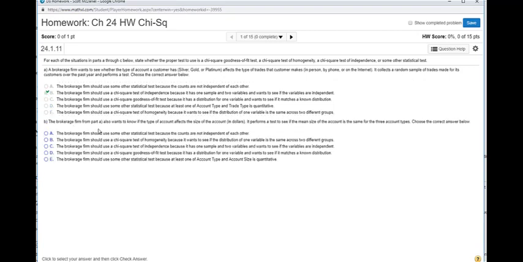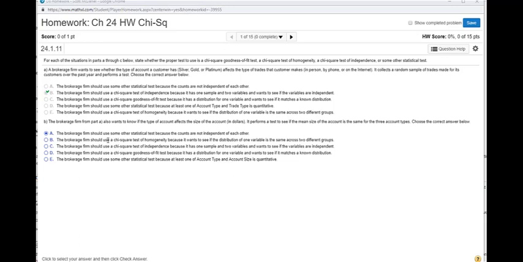Okay, part B. The brokerage firm from part A also wants to know if the type of account affects the size of the account in dollars. It performs a test to see if the mean size of the account is the same for the three account types. When you see the words mean size, we're no longer talking about chi-square, right? Chi-square is talking about a categorical variable. So we need to use some other statistical test here.